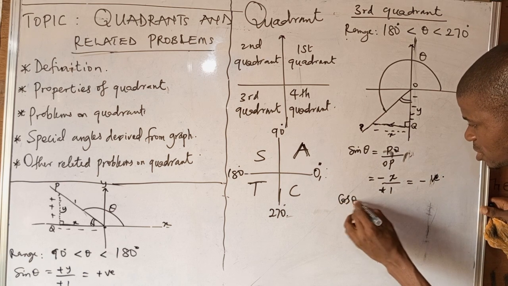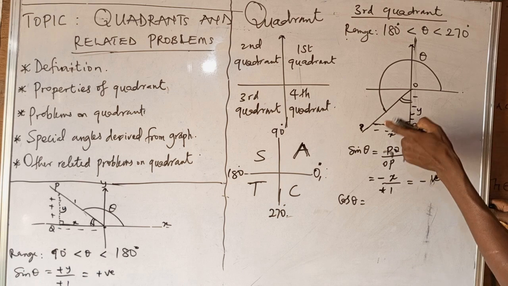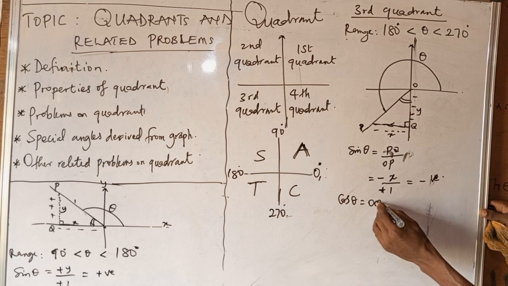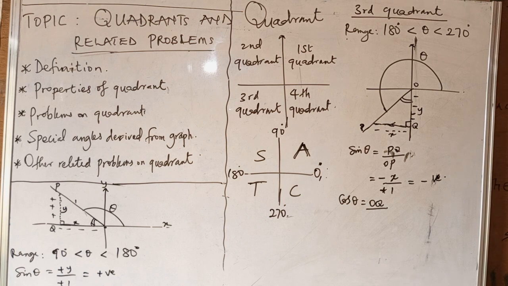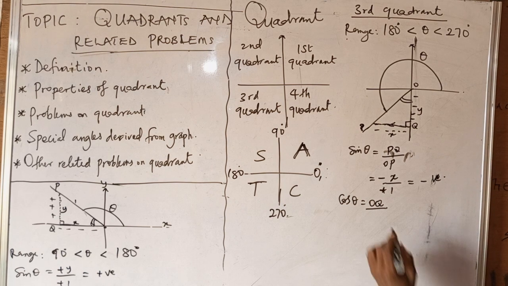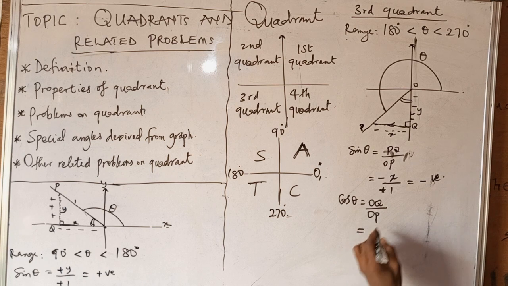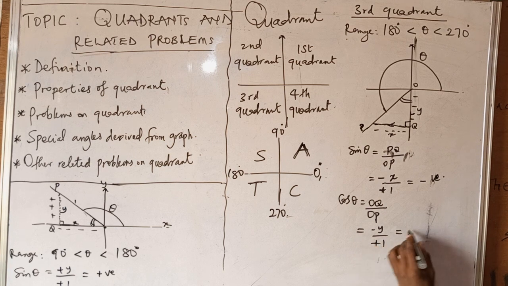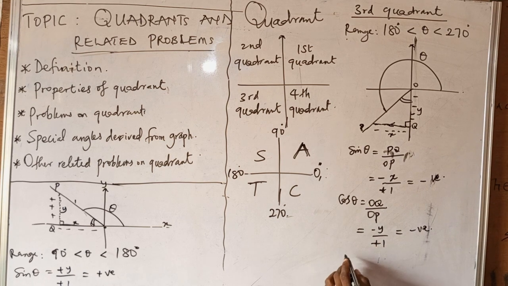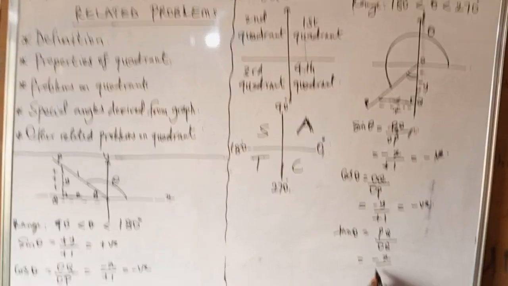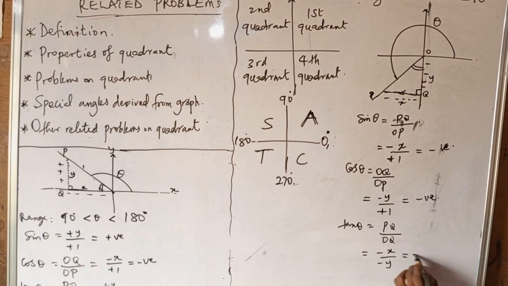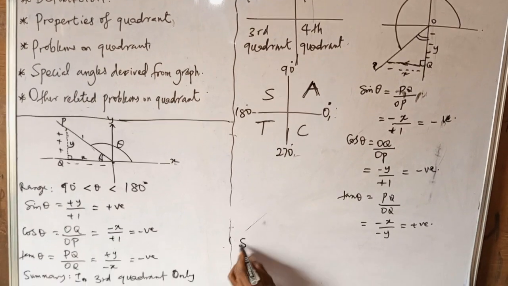Then cos theta is adjacent over hypotenuse. That is OQ all over OP, right? And that gives us our OQ as minus y over plus 1. Negative by positive gives us negative. Then our tan theta equals opposite over adjacent, that is PQ over OQ. This equals minus x over minus y. Negative by negative gives us what? Positive.